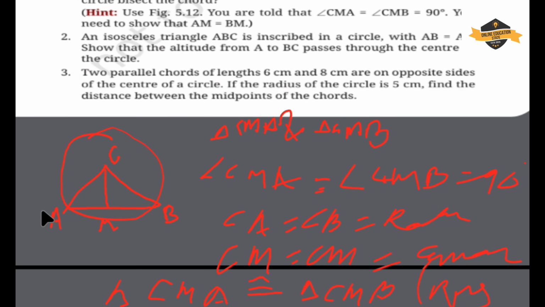This is one type of circle, with a chord AB. CM is perpendicular, making 90 degrees in triangles CMA and CMB. In triangle CMA and triangle CMB, angle CMA equals angle CMB equals 90 degrees. CA is equal to CB, the radius, and CM equals CM, which is common. So we can say that triangle CMA and triangle CMB are congruent by the RHS rule.